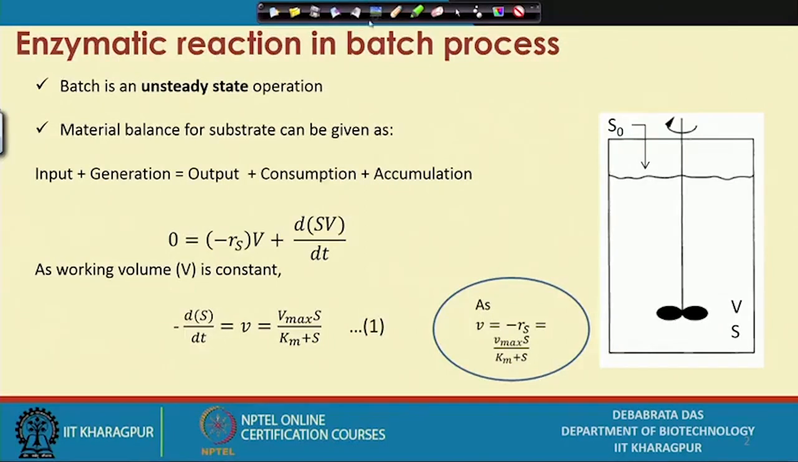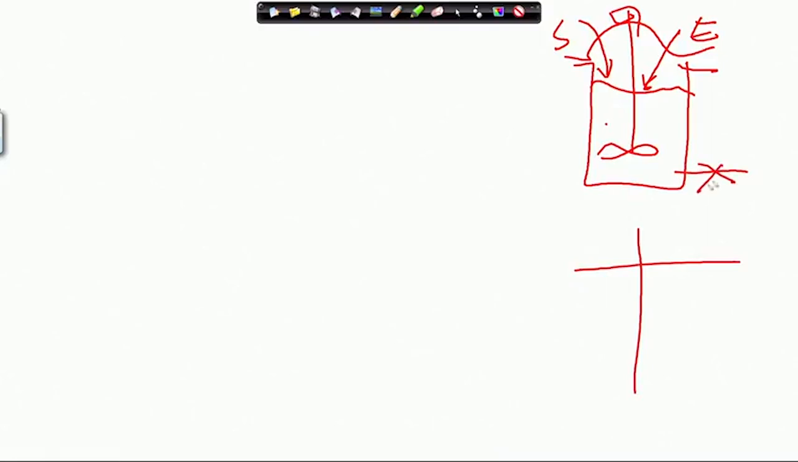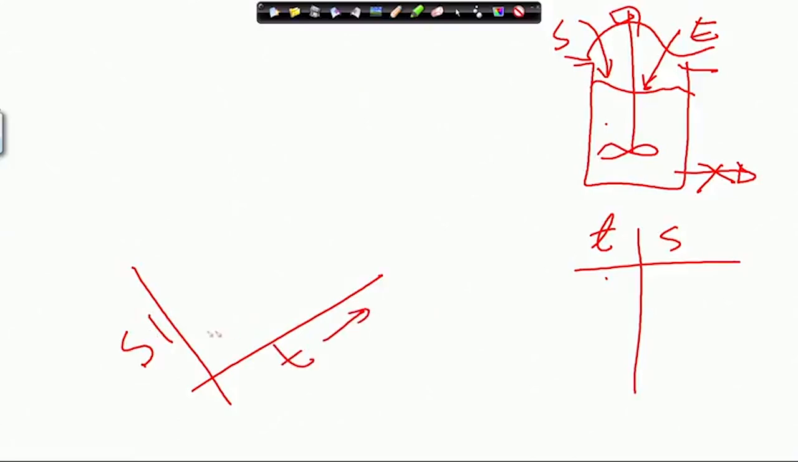So when we talk about the batch process, we consider it as an unsteady state process. Why? Because this is the reactor, and in this reactor, this is the substrate you take. So you put your substrate here and put your enzyme here, let the reaction take place, and we can draw the sample from here, and we can monitor the substrate concentration at different times. And when you plot the concentration of substrate versus time, then with respect to time, the substrate concentration will decrease.